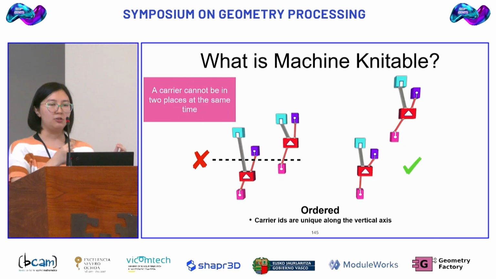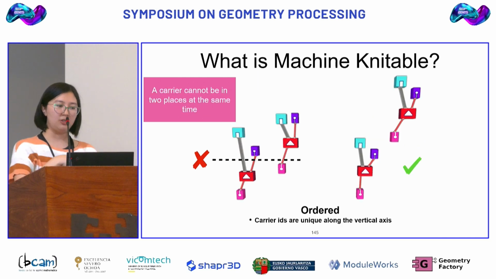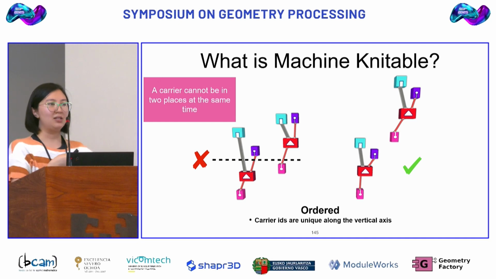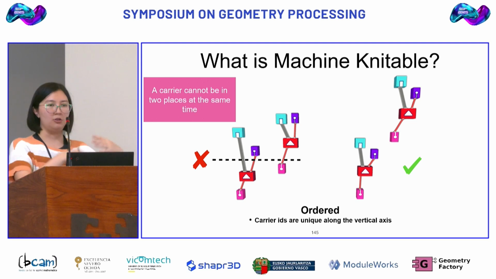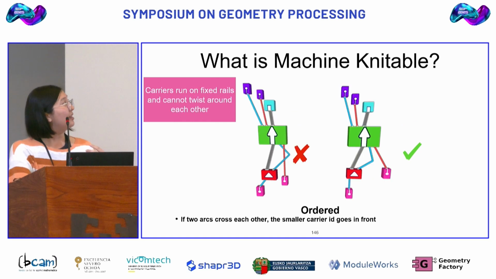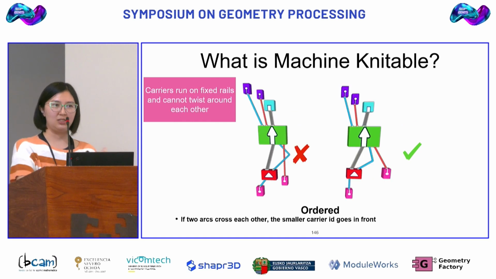There are constraints on how the yarn carriers can introduce yarn to the machine. The first thing is that a carrier cannot be in two locations at the same time. So along the time axis, given a labeling of which carrier is used for each part of the graph, we have to make sure that they're unique along our time axis. And finally, the machine has constraints on how it can twist things around each other, so it can't introduce arbitrary twist.